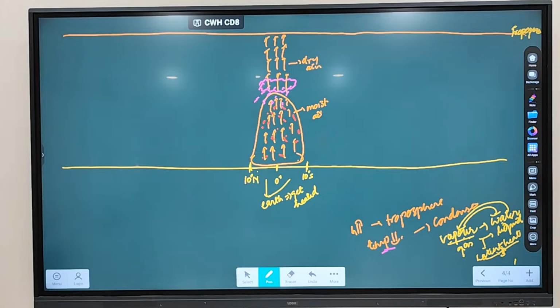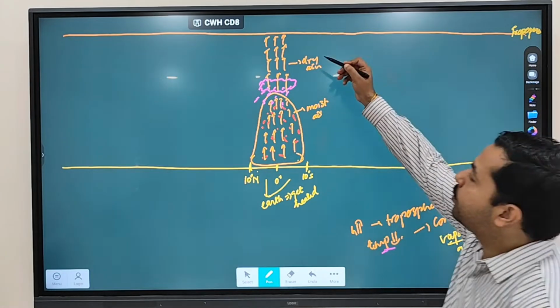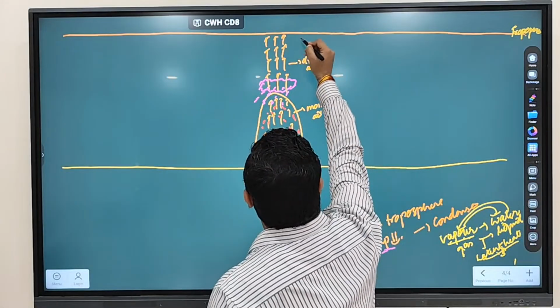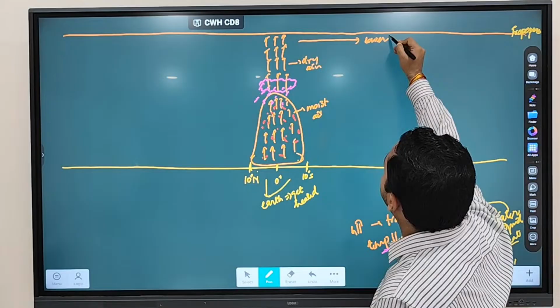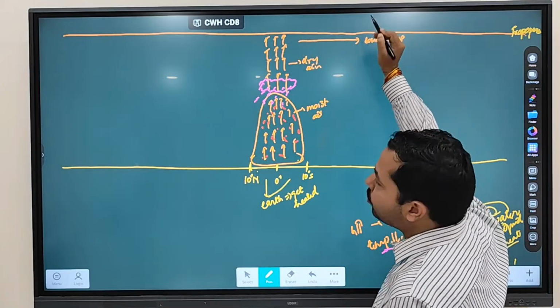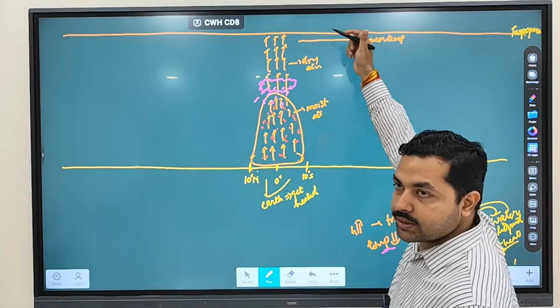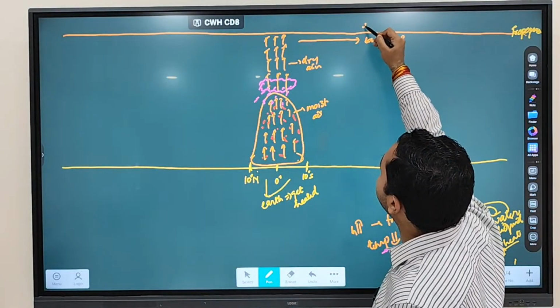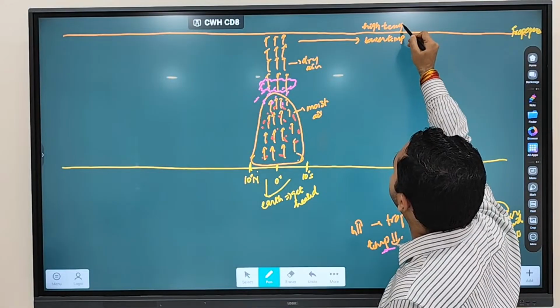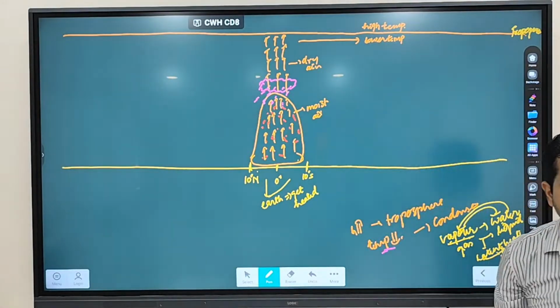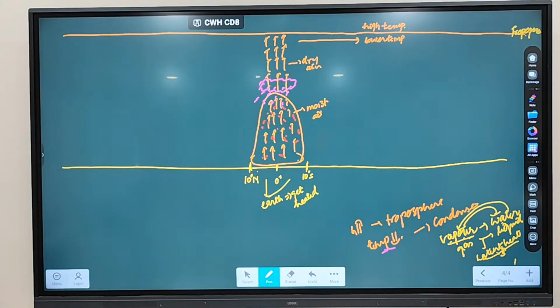Anyone else? So as we discussed, at this point what will you have? Here lower temperature, but as you go up in the troposphere, what is happening? Temperature decreases, and in the stratosphere we discussed, as you go up, temperature will increase. So here higher temperature is there, here lower temperature is there.